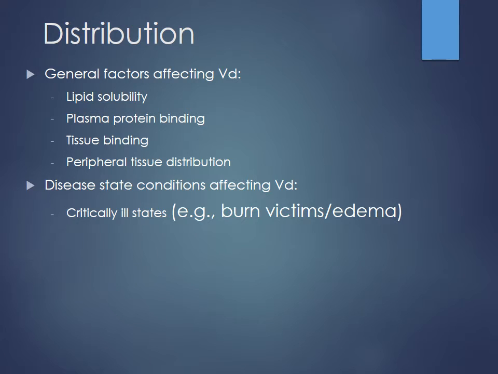So there are other general factors affecting this, such as the lipid solubility of the medication. More lipophilic drugs are going to partition more into the adipose tissue. So if they have less adipose tissue, you might have a lower volume of distribution for them. What do you think plasma protein binding does to volume of distribution?